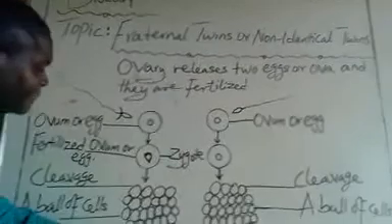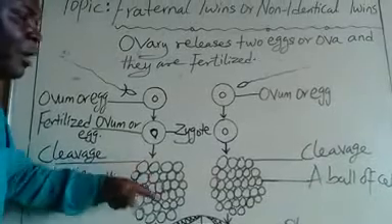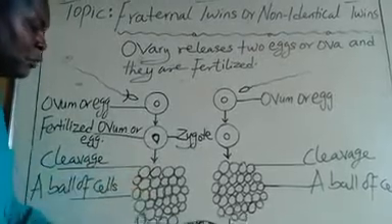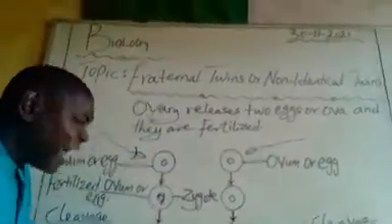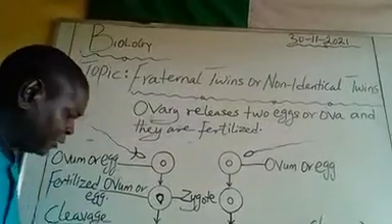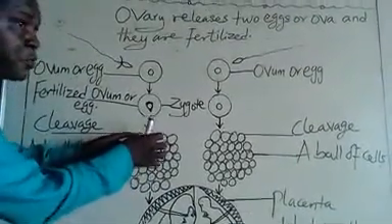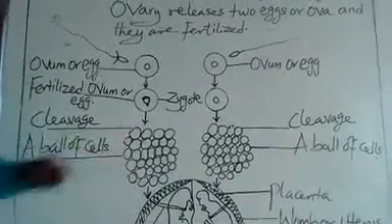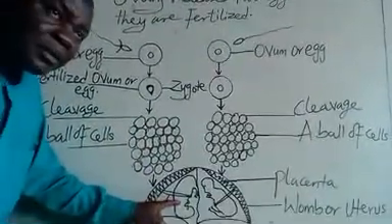Right? It will split into two, from 2 to 4, from 4 to 8, from 8 to 16, from 16 to 32, etc. The progression here is geometric. It is geometric in nature. Right now, we call all these smaller cells a ball of cells. After this development, you could have a baby.